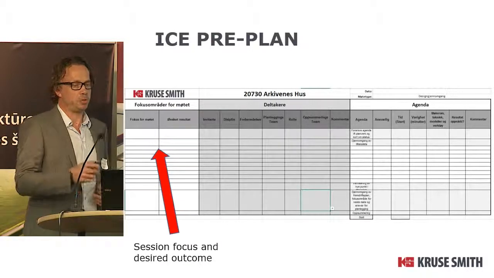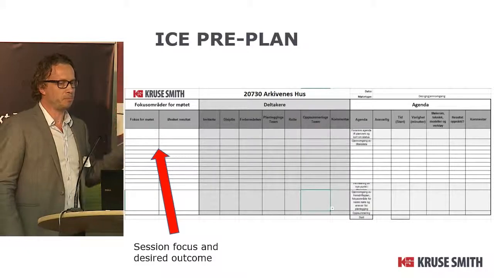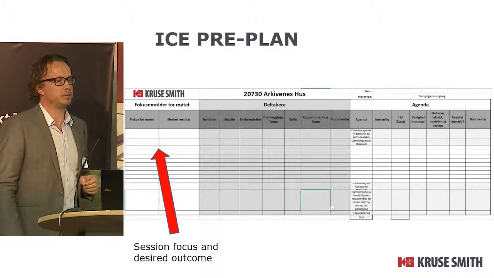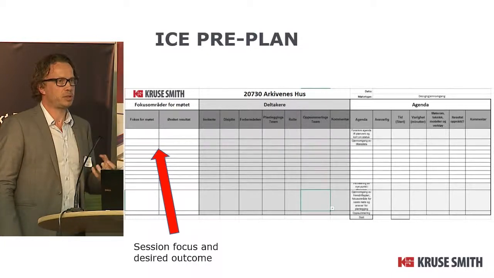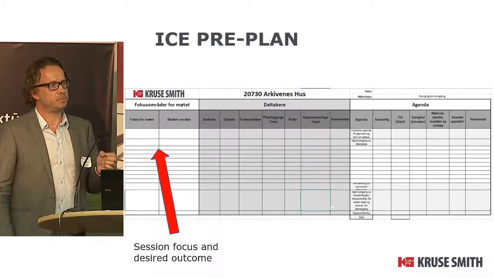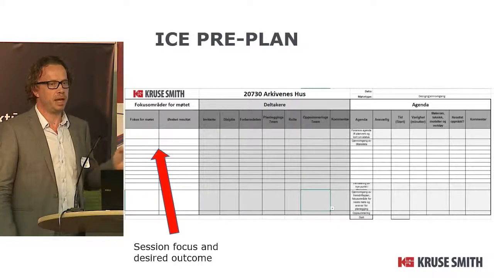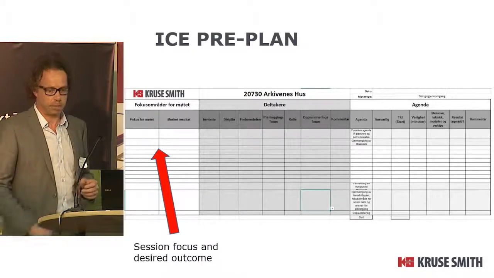So we use this tool to first start with the meeting: what do we want to achieve? What's the focus? What's the purpose of this meeting? Again, it's not rocket science. In this case it is rocket science, but it's not difficult. If you have a desired outcome, put that on paper so everybody can see it. And it helps you plan the session as well.